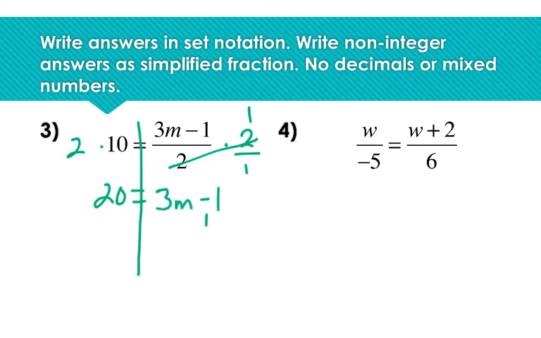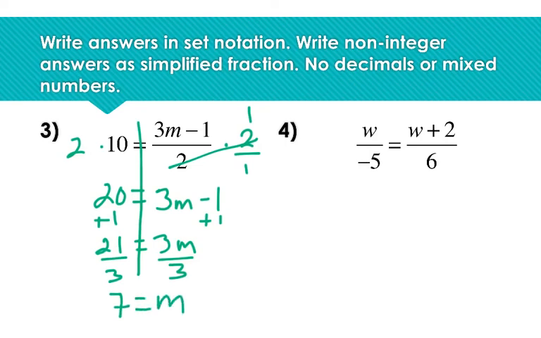And we're going to add 1 to both sides to get the m term by itself, so we get 21 equals 3m. And now we're going to divide by 3, which gives us 7. So m is equal to 7. In set notation, m such that m equals 7.